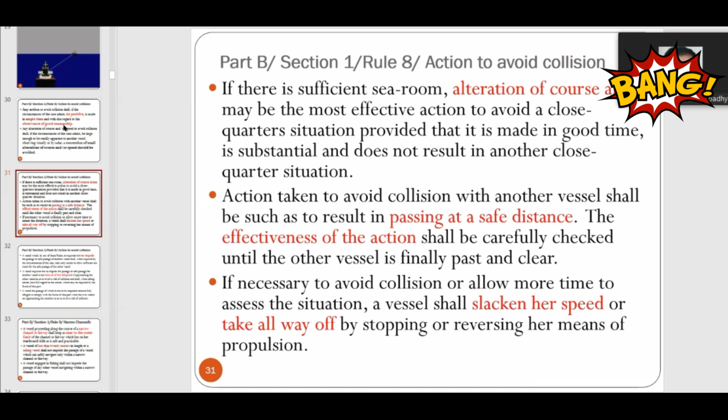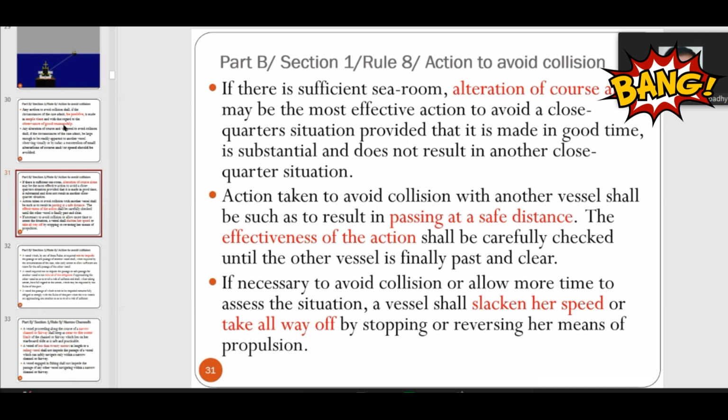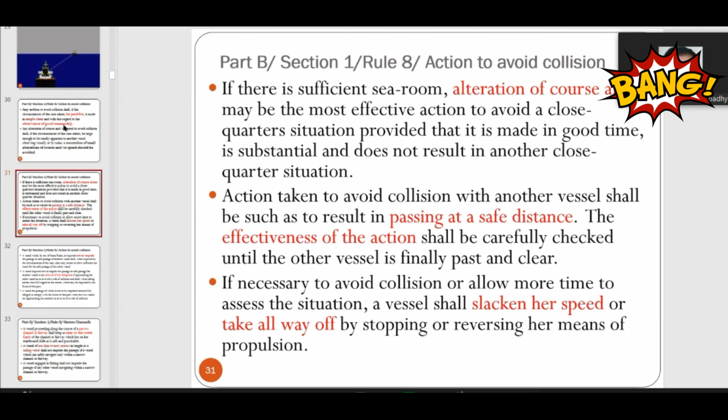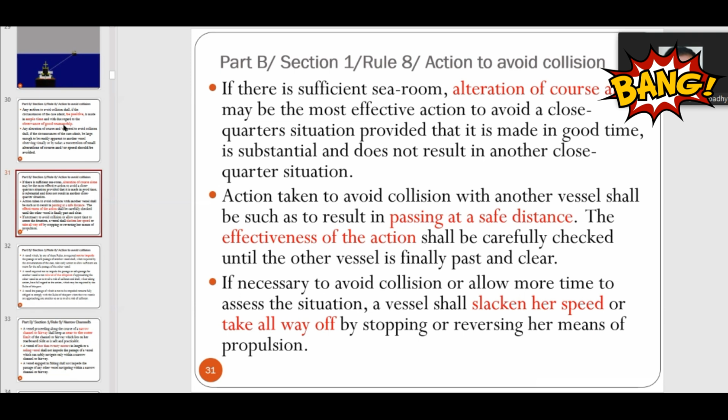So we talk about always saying that circumstances of the case admit. So if circumstances of the case admit or not, who judges? It is you. So if your judgment goes wrong, that shows your observance of poor seamanship. So therefore, it should always be made in good time, and is substantial.